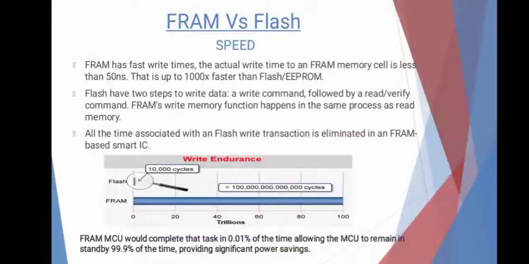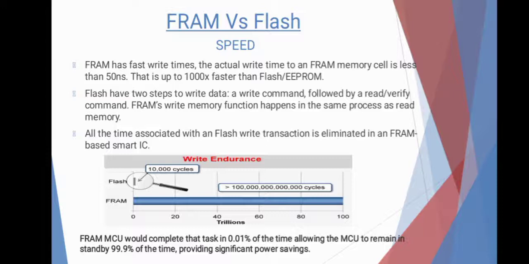Now we will see about the comparison between FRAM and flash memory. In terms of speed, FRAM has fast write times. Beyond all the other operations, the actual write time to FRAM memory cell is less than 50 nanoseconds, that is up to 1000 times faster than flash.